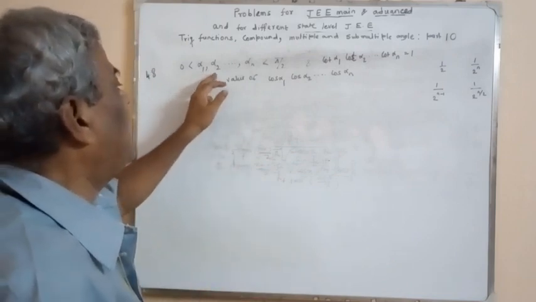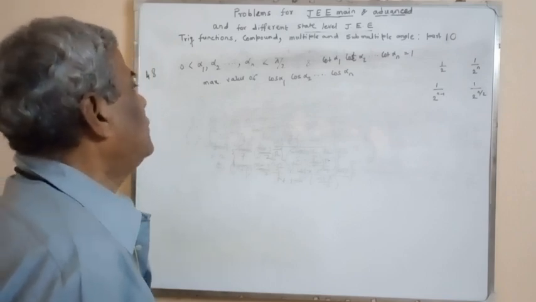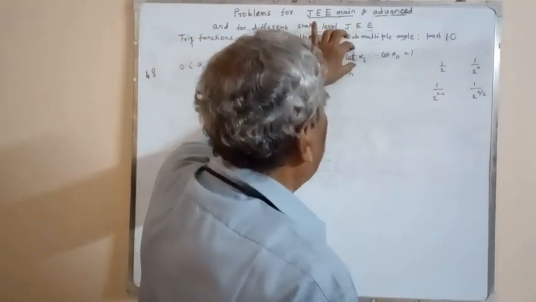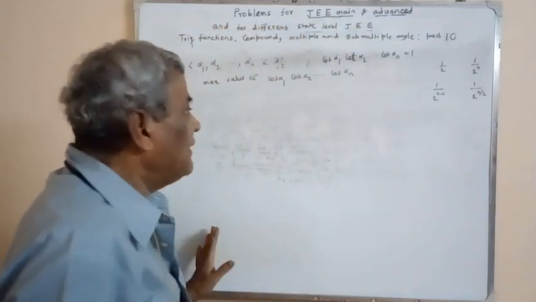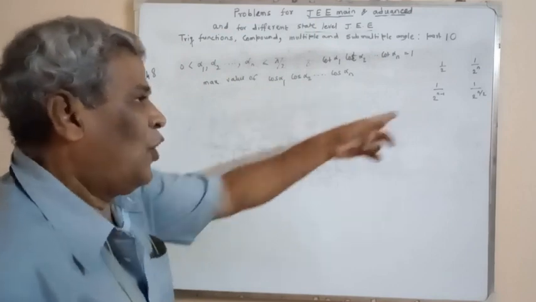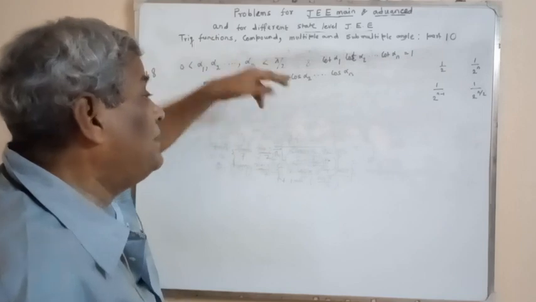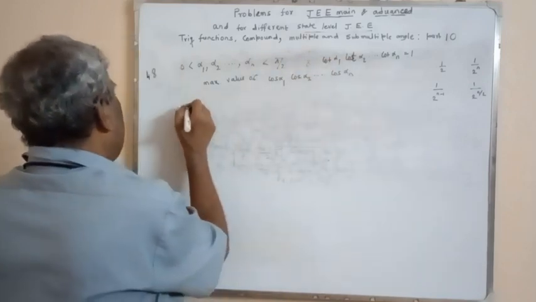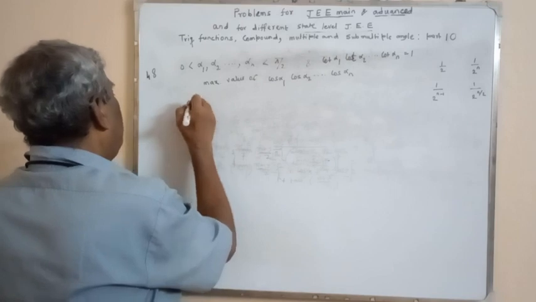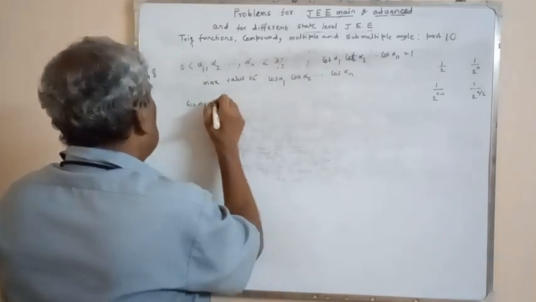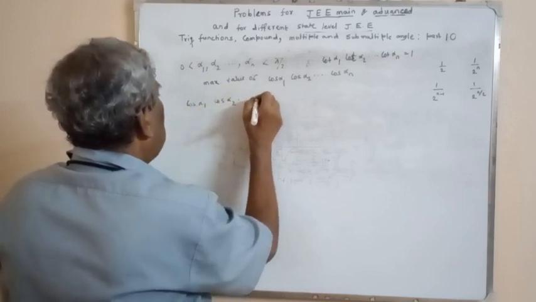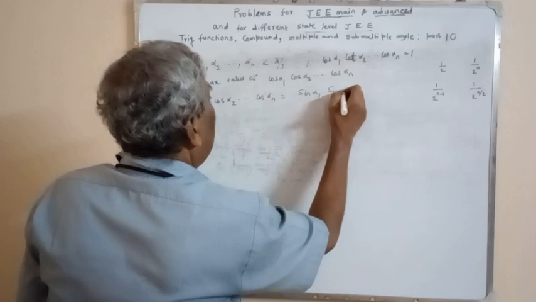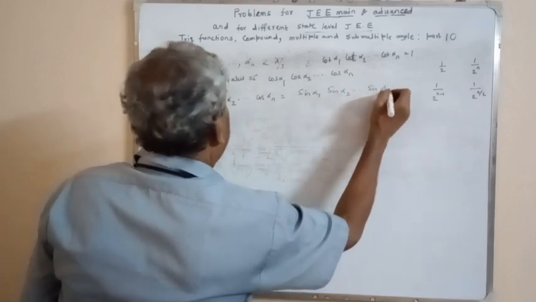N angles are given, alpha 1, alpha 2 up to alpha n, and they all lie between 0 to pi by 2, that is in first quadrant. And given that cot alpha 1 into cot alpha 2 up to cot alpha n is equal to 1. In that case, we have to find maximum value of that. Given that this is 1, that means we must have cos alpha 1, it is cos by sine, cos alpha 2 up to cos alpha n is equal to sine alpha 1, sine alpha 2, sine alpha n.